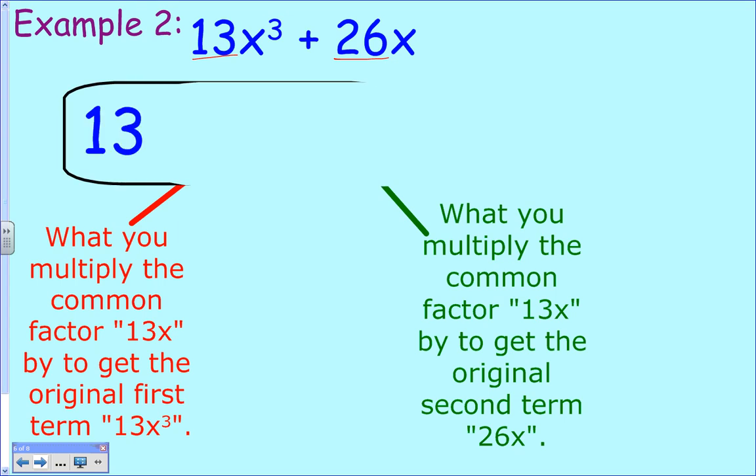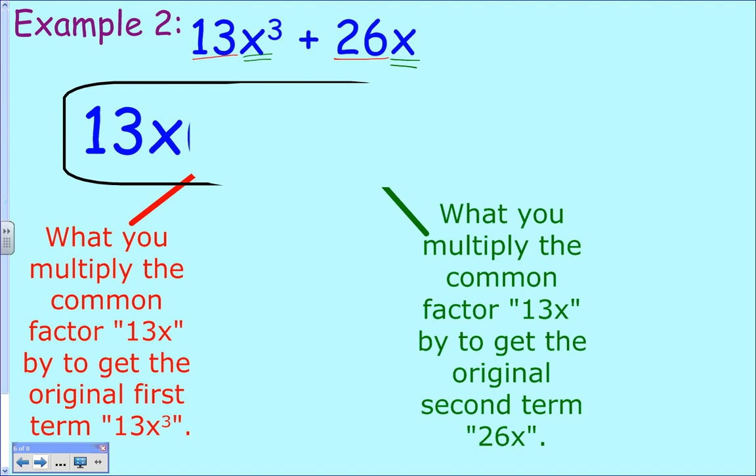But in this problem, we have an x in both terms. Now when you're looking at the common variables, you want to take the variable raised to the lowest power. So the common factor is going to be 13x.